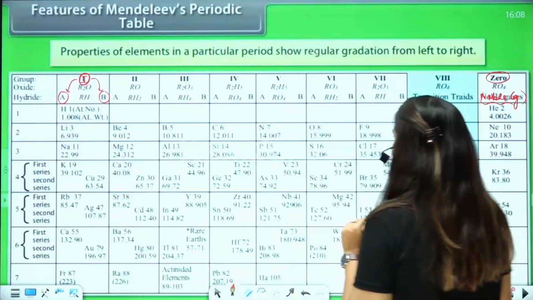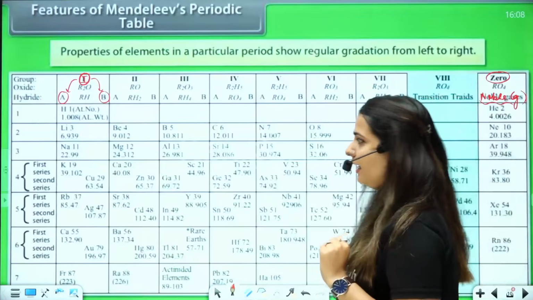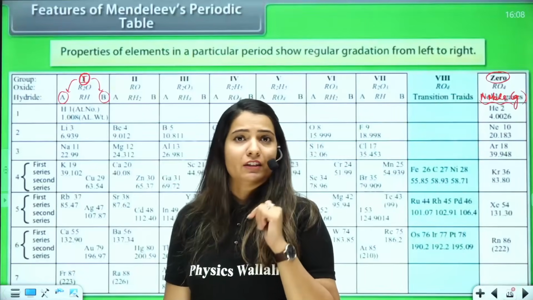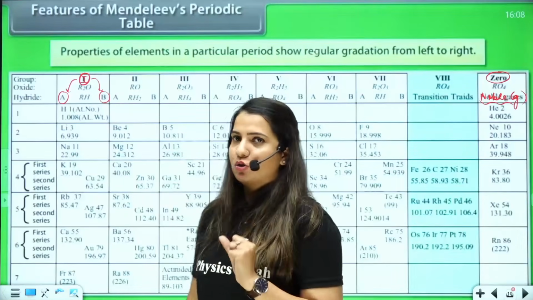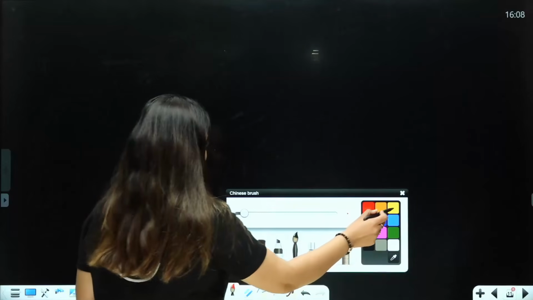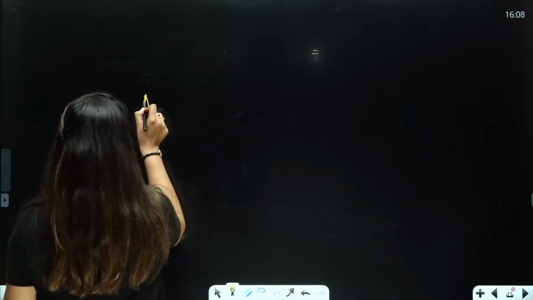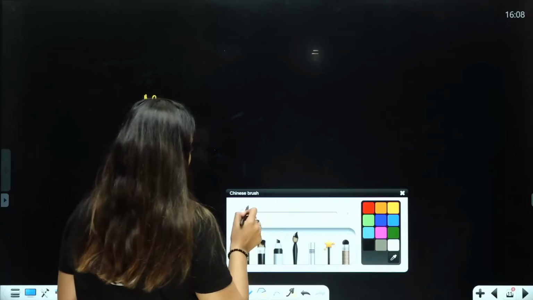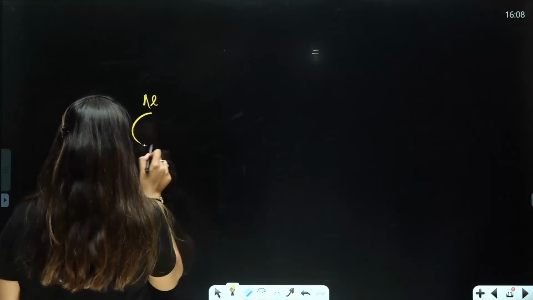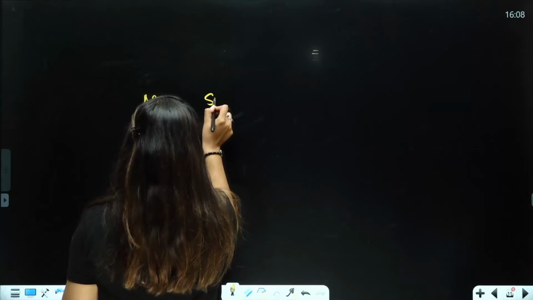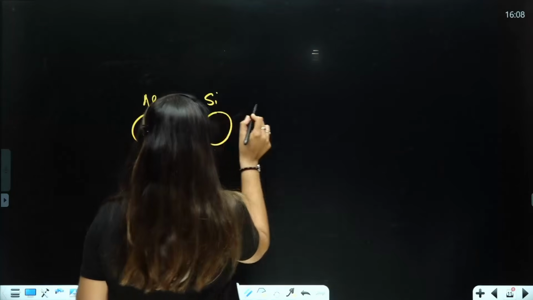After that, what did he do? He did it for boron also. He left spaces for boron, he left spaces for manganese, and I will teach you. See, if I have aluminium over here, he left the space below aluminium. Silicon, he left the space below silicon.